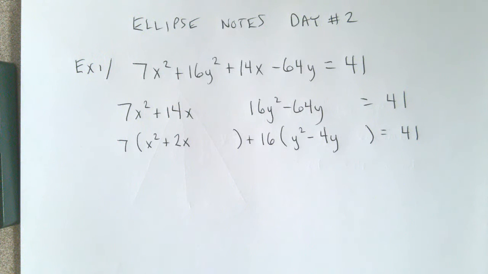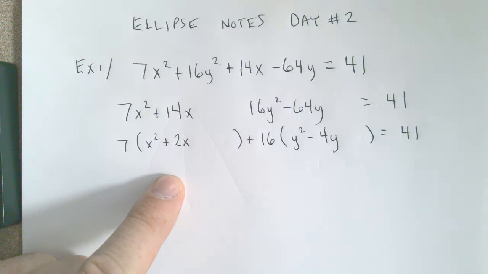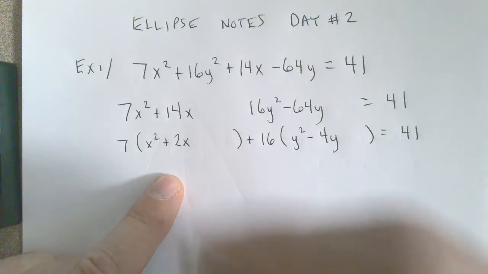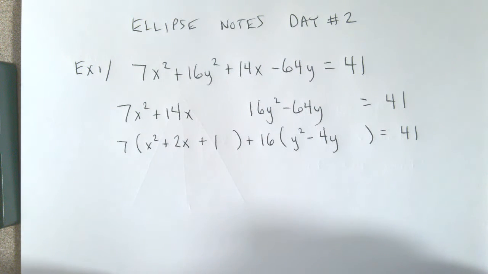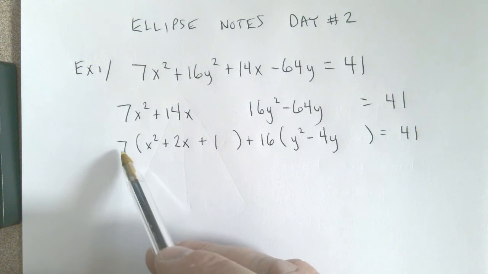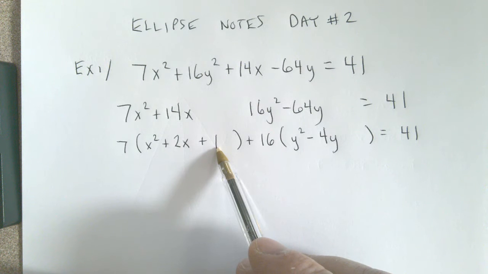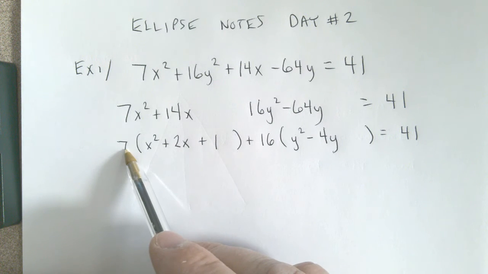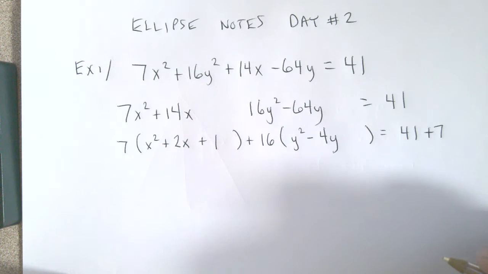Now, we're going to go ahead and complete the square just like we did before. So we're going to take half of 2, which is 1. We're going to square that. So we're going to add 1 in the parentheses there. Now, the thing we have to remember, because we factored out a 7, we're not really just adding 1 to this side. We're adding 1 times 7. So we're going to add 7 to the right side, just like we just added 7 to the left side.